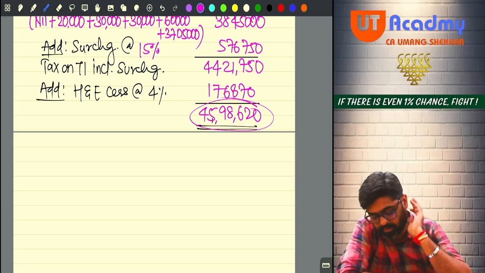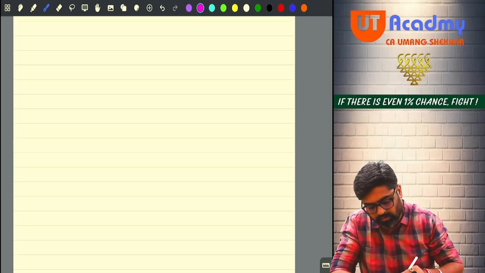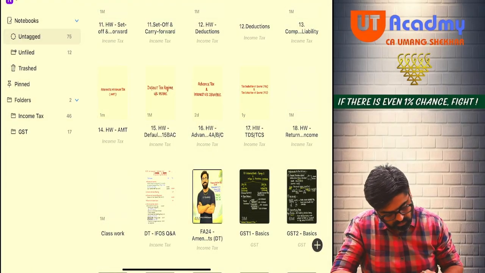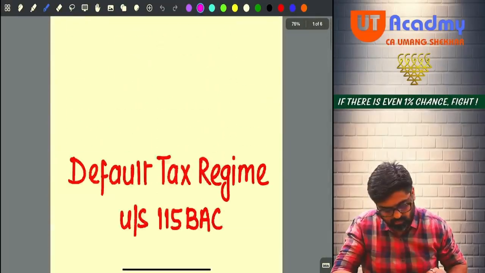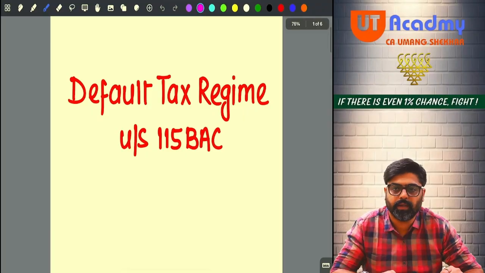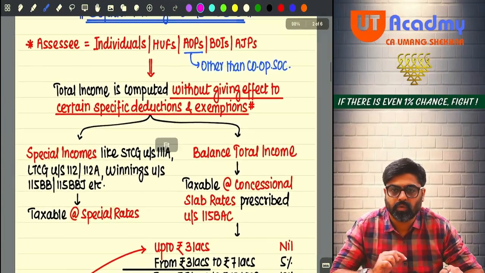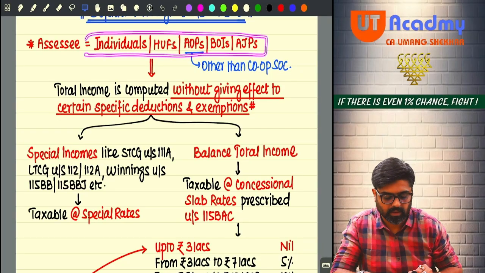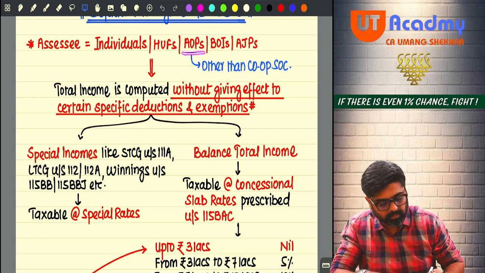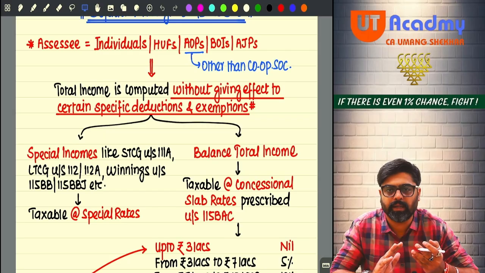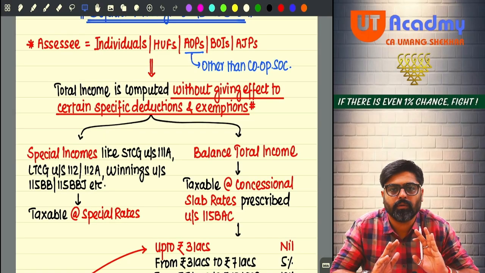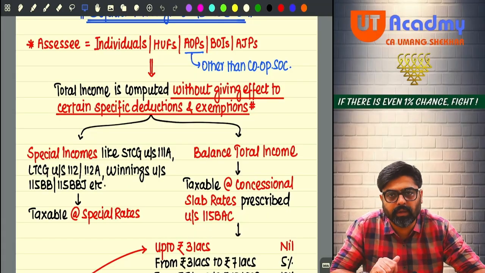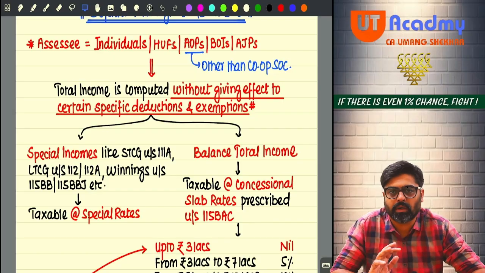Done, sir? Perfect. Okay, so let's look at section 115 BSE, the default tax regime. To whom does this provision apply? This provision is applicable to individual, HUF, AOP, BOI and AJP. The AOPs must be other than cooperative societies, because for cooperative societies a different scheme is prescribed. So cooperative societies are not covered by 115 BSE provisions.